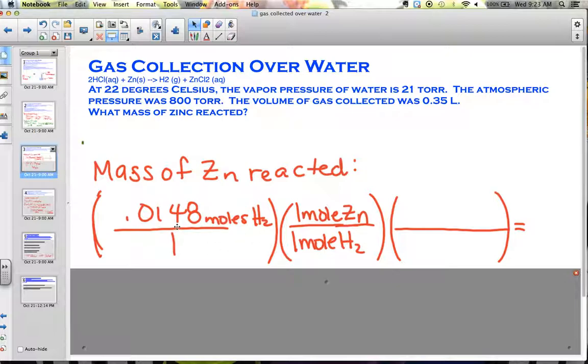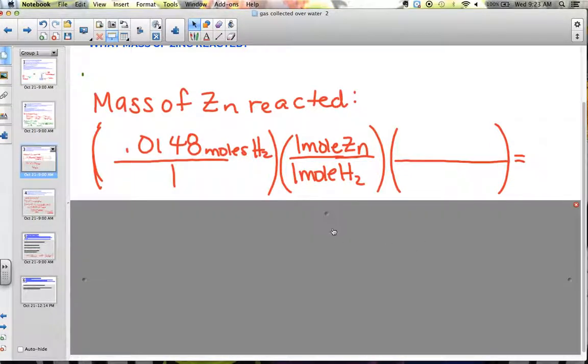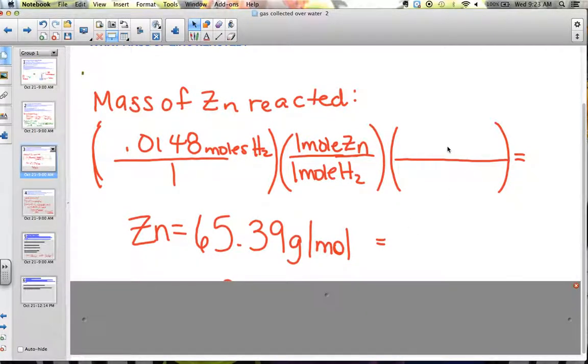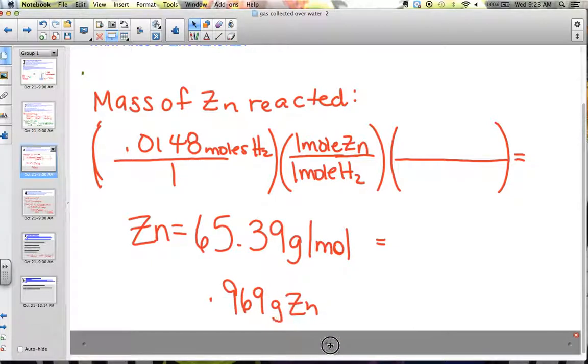So that's going to tell us that 0.0148 moles of hydrogen means that we reacted 0.0148 moles of zinc. We then multiply by the gram formula mass of zinc over 1 mole of zinc, which is 65.39 grams per mole. That would go here. 1 mole would go in the bottom, and our answer would be 0.969 grams of zinc had to react to give us that much hydrogen gas.